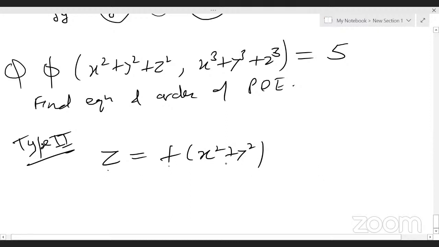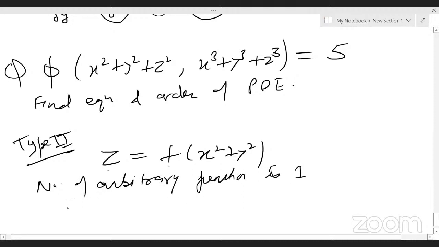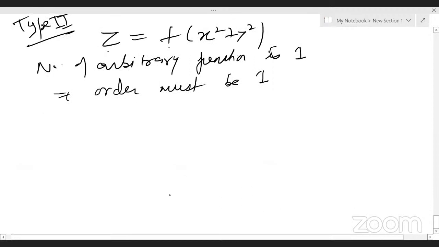How to go about it? Now, the number of arbitrary functions is 1. So this implies order must be 1, right? Order must be 1. That is, you can only differentiate it one time, in the sense one time with respect to x and one time with respect to y. But you cannot go to higher differentials. That is, you cannot go for p, q, r, s, t. So that cannot happen.